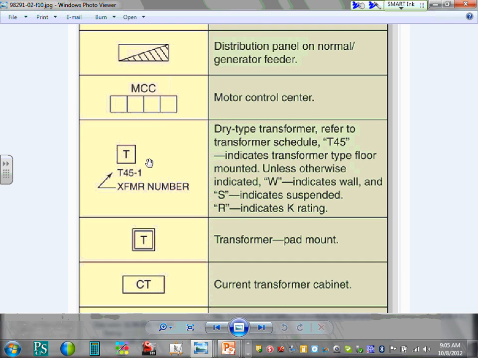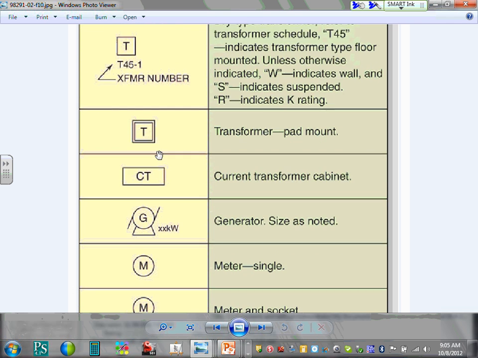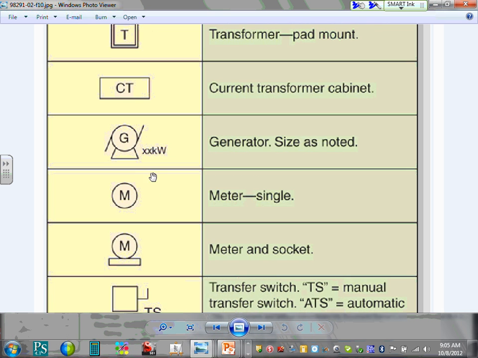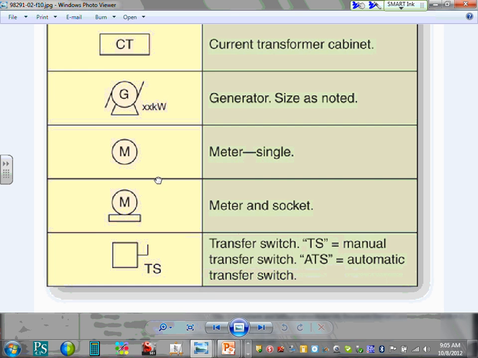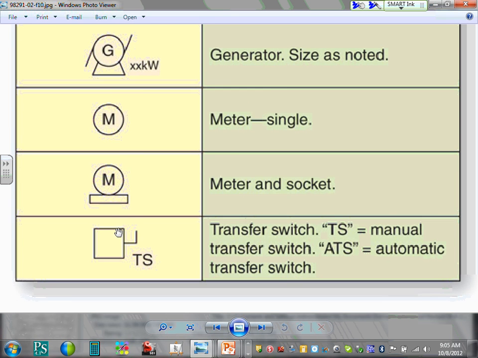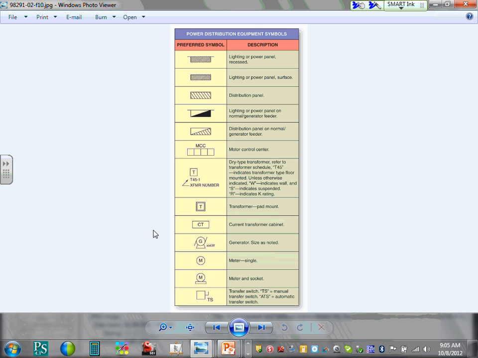MCC, dry type transformer, a transformer pad, current transformers, generator. Can you guys see the generator? Meter single, meter socket. Can you guys see that? And transfer switch. All these are the symbols that they use for this project.